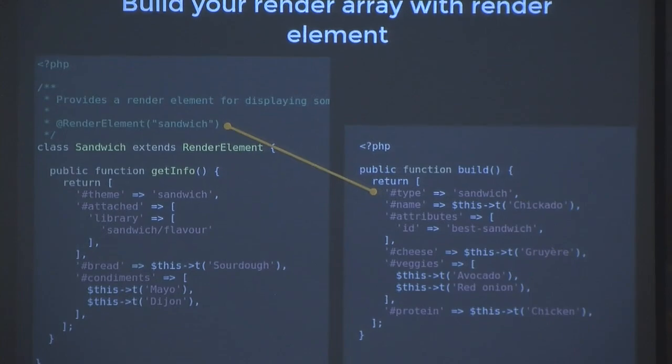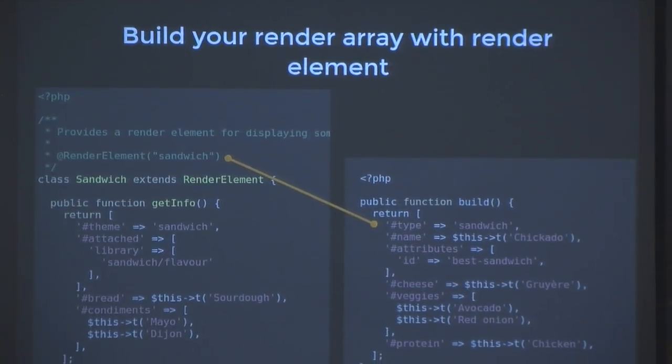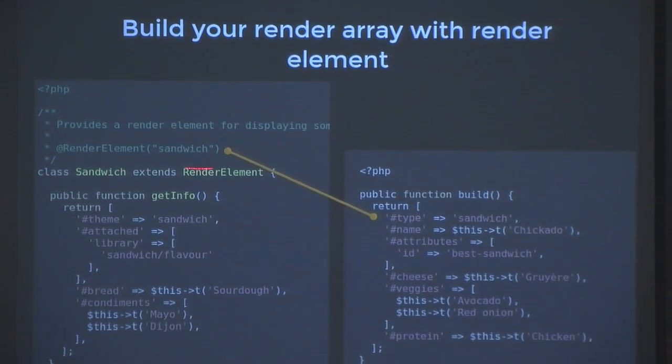So here is a render element. I have a sandwich render element. The name of this render element is specified here in the annotation. And probably many of you who have used Form API have used the hash type textfield or container or whatever form render element there is. So the form system is using render elements to render the form elements. And what I'm doing now is creating my own render element called sandwich.